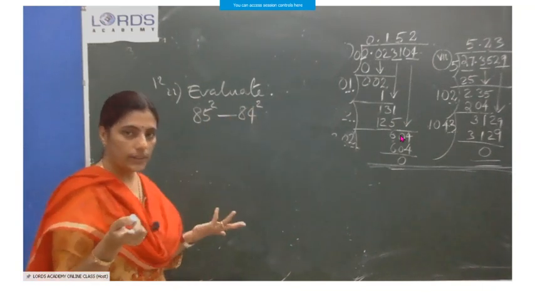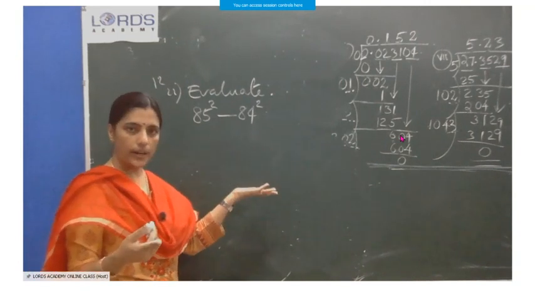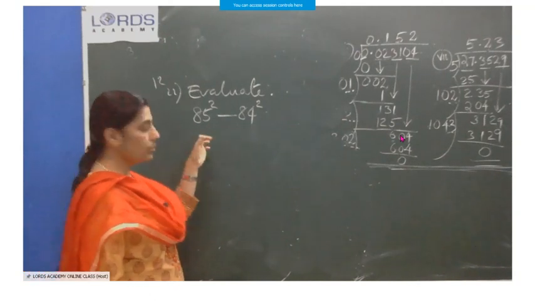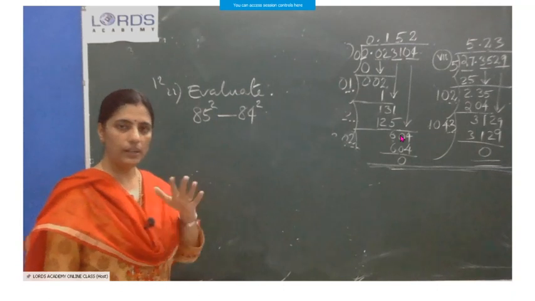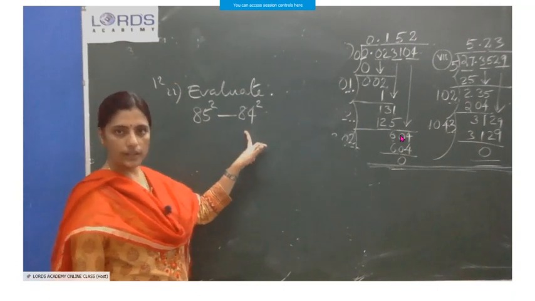That is not the actual method I am expecting. The actual method: 85 into 85 you will find, 84 into 84 you will find. That anybody can do, even third grade children will do. But using the identity, you will get the mark only if you did it with the identity. They are asking for the shortest way.